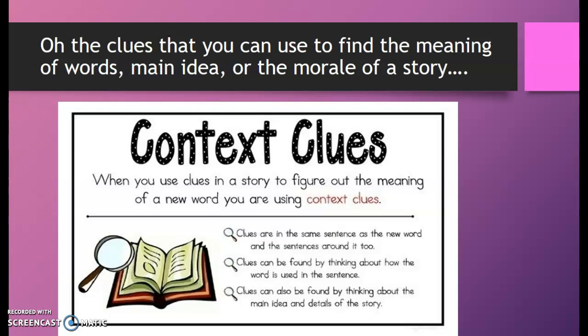These are clues that you can use to find the meaning of words, the main idea, or the moral of a story. Context clues. When you use clues in a story to figure out the meaning of a new word, you are using context clues. Clues are in the same sentence as the new word and the sentences around it too. Clues can be found by thinking about how the word is used in the sentence. Clues can also be found by thinking about the main idea and details of a story.